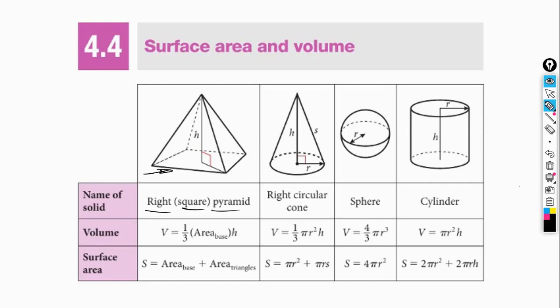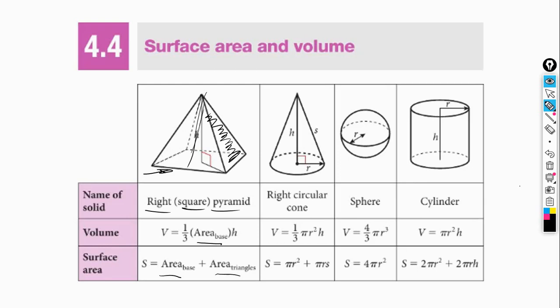The volume is going to be 1/3 the area of the base, or the square's area, times the height. The surface area is going to be the area of the base, which again is the square, plus the area of the four triangles, so these areas here. Now it's important to notice that in order to find the surface areas of the triangles, we would probably have to find a height as well for each face. Well, actually all faces are the same, so once we find one height, we know what the others are.